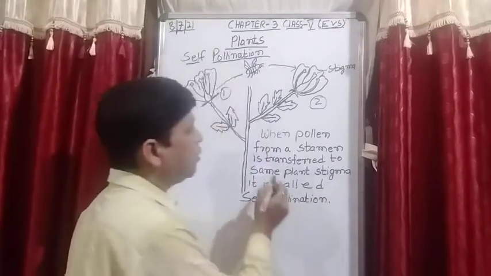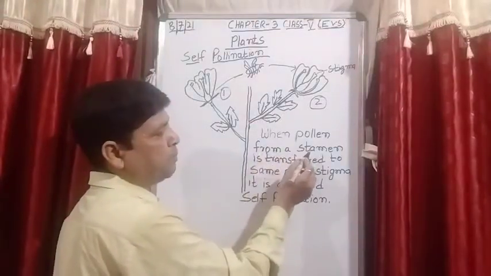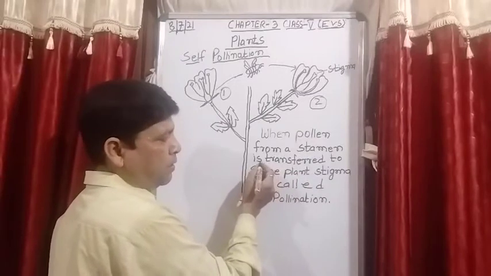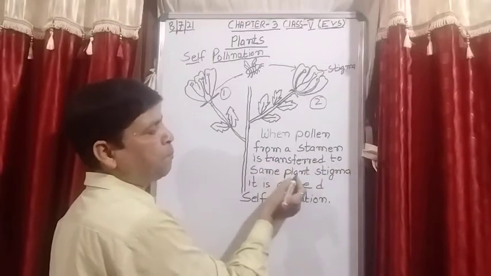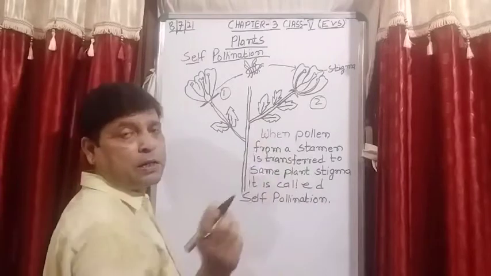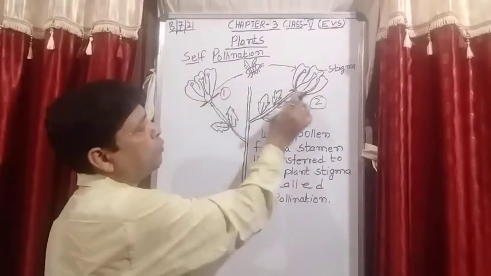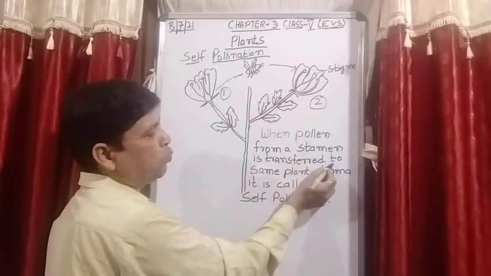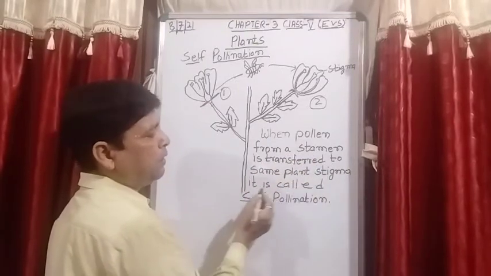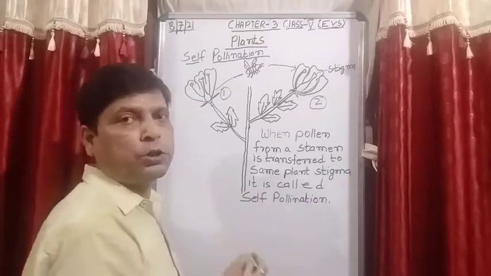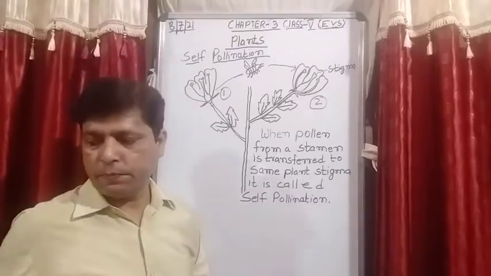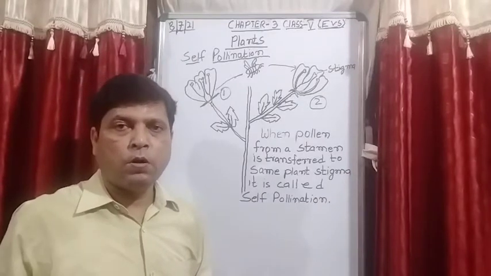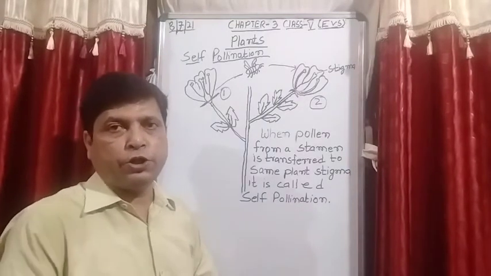Is it clear? Now here, when pollen from a stamen, the male reproductive part, is transferred to the same plant stigma, why did I say same plant stigma? Because both the flowers are on the same plant. When pollen from a stamen is transferred to the same plant stigma, it is called self pollination. So this is self pollination. Is it clear? Now I will explain cross pollination.